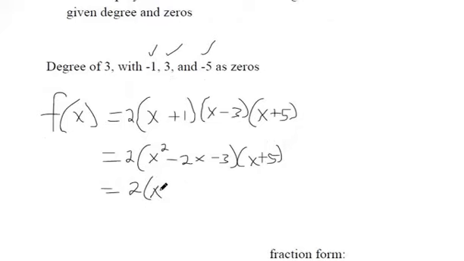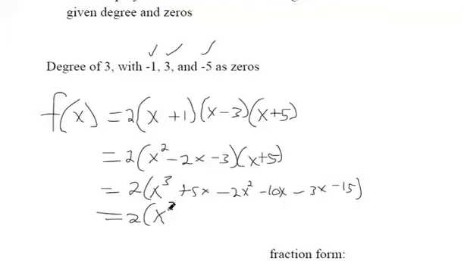You're going to get x to the third plus 5x. I made sure to multiply x squared to both these terms. And then you're going to get negative 2x squared minus 10x. I multiplied negative 2x to both these. And then you're going to get negative 3x minus 15. And then the last step is just to distribute that 2 to everything. Oh wait, sorry, let's combine like terms before we do that. That would be way easier.